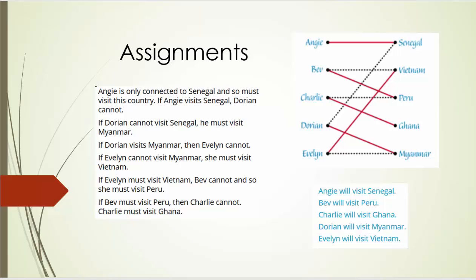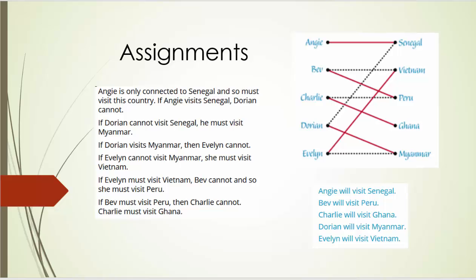So one by one, you can find out by process of elimination who is going to go where. First of all, you colour in Angie to Senegal because she's the only person who's been to one place. You then remove one of Dorian's trips, which means that he has to go to Myanmar. That means that Evelyn can't go to Myanmar, so Evelyn will have to go to Vietnam, and so on. And you finish up with people being assigned to countries.